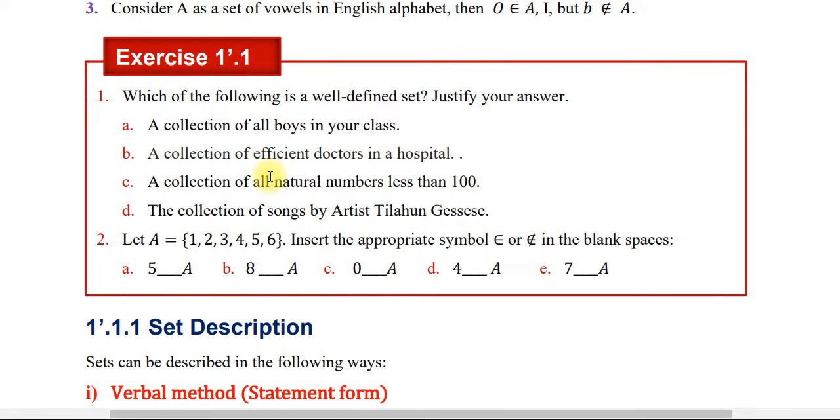So B is not a set. And C, a collection of all natural numbers less than 100.